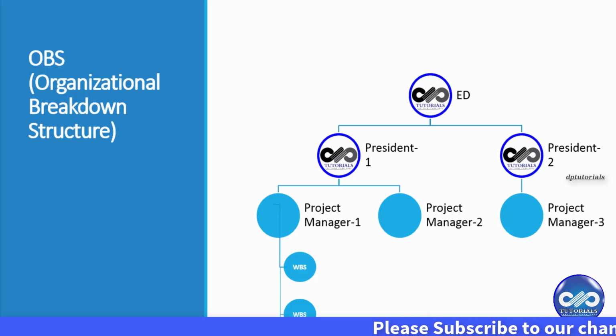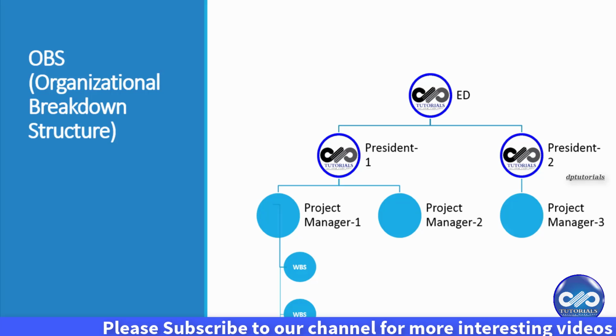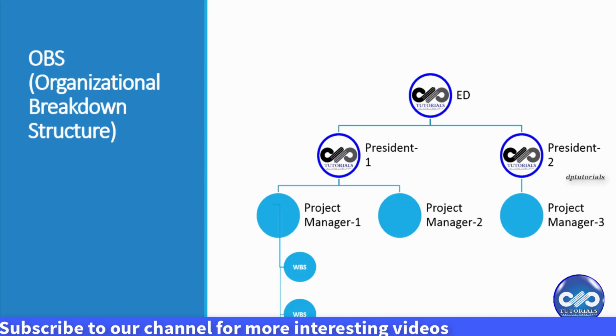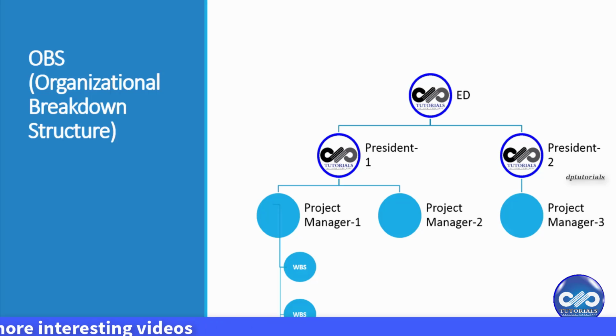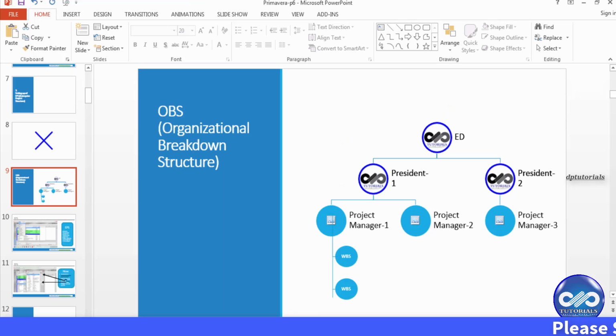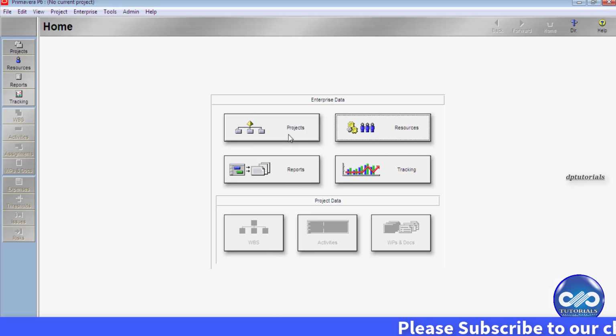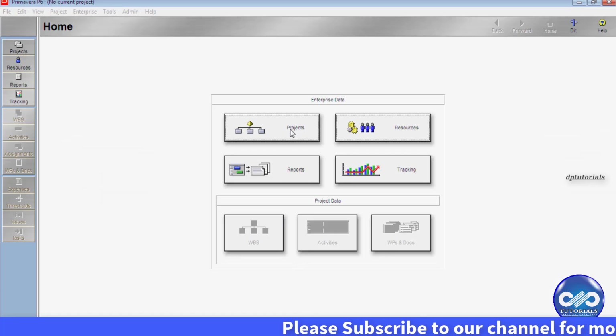While resources are assigned to activities, OBS elements are associated with EPS nodes, which was earlier discussed. So, OBS will be linked to EPS and each project manager will be assigned to a project in the EPS and OBS structures. So let's see in Primavera how to create these EPS and OBS.